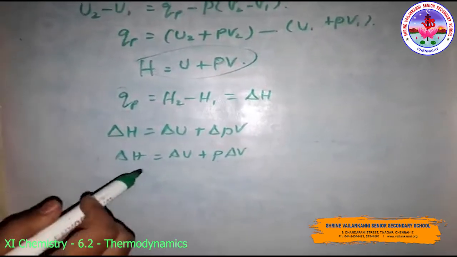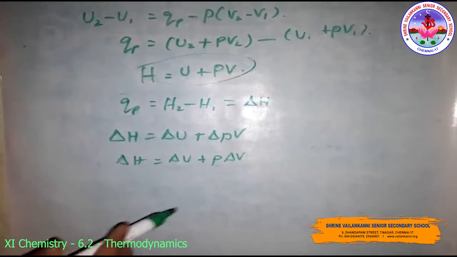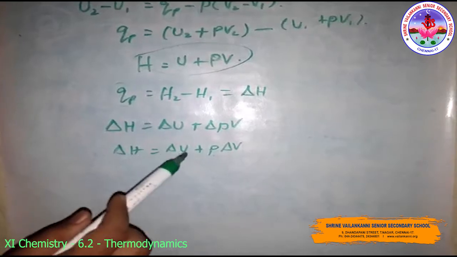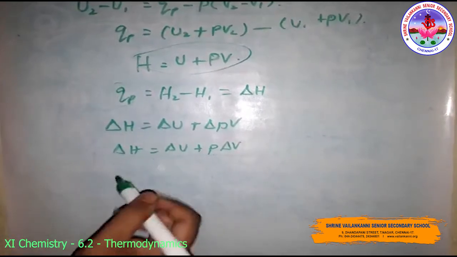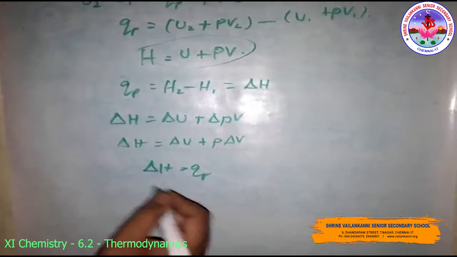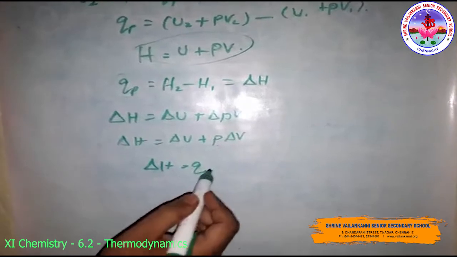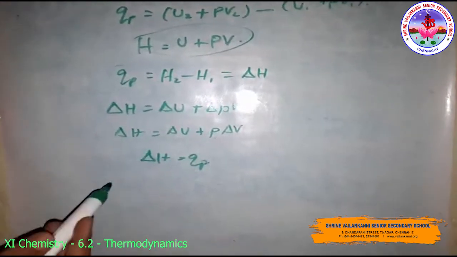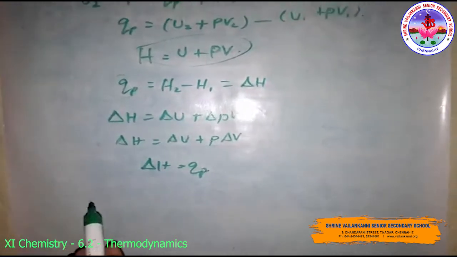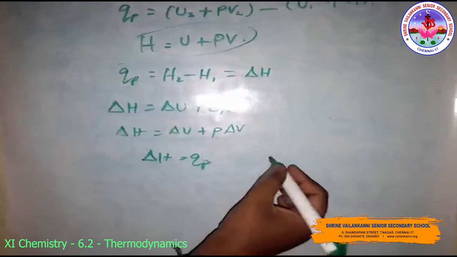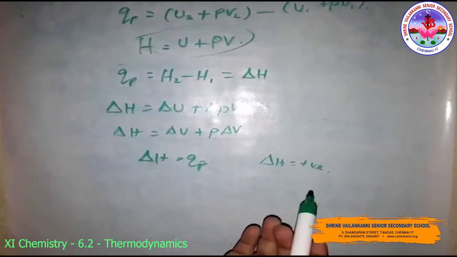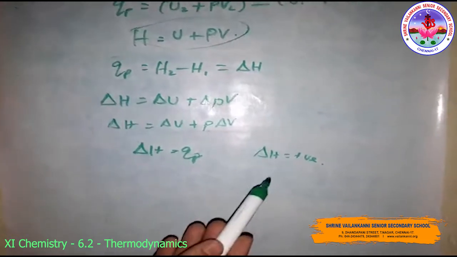It is important to know that when heat is absorbed by the system at constant pressure, we are actually measuring the change in the enthalpy. So remember that delta H is equal to QP, the heat absorbed by the system at constant pressure. Delta H is negative for an exothermic reaction, which evolves heat during the reaction, and delta H is positive for an endothermic reaction, which absorbs heat from the surroundings.